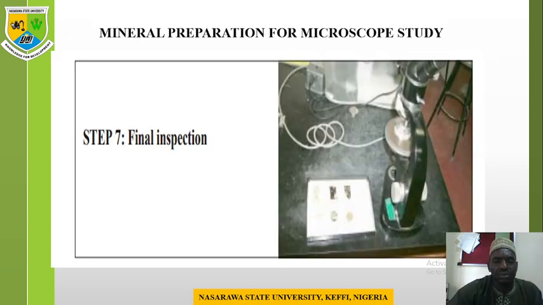Step 7, which is the final inspection. Here you inspect the sample to be sure that it has achieved the required thickness so that it can be viewed for all kinds of minerals and textures. It is also to ensure that the slides are cut to the correct size as well, such that they can be mounted without any problem and can allow for other petrographic studies.